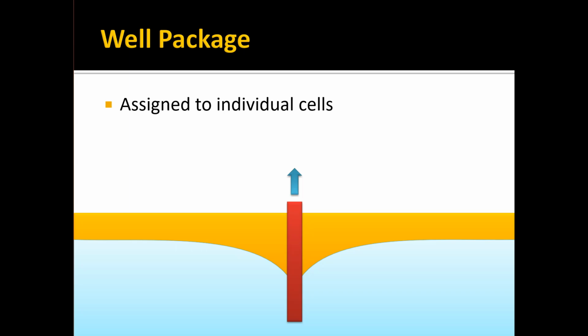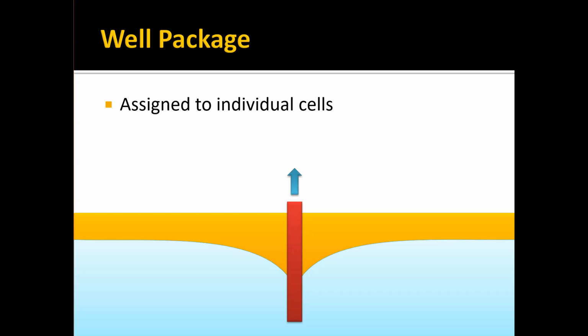Wells are assigned to individual cells. You can define 1, 2, 3, 4, up to thousands of wells associated with your model, and each well is then assigned to an individual cell. So each instance of the well has an I, J, and K index indicating the cell that it's located in. Now, we don't really designate where in this cell the well is located. It doesn't really matter. As long as it's anywhere in the cell, we just assign it to that cell.